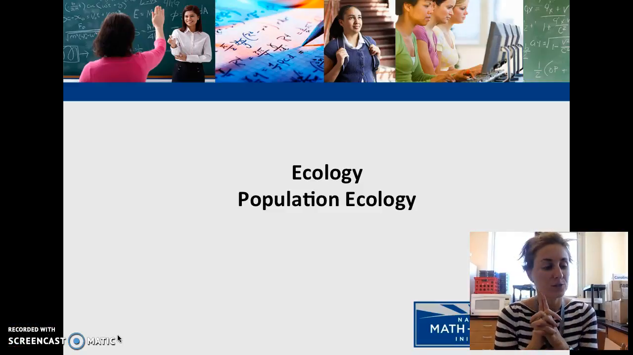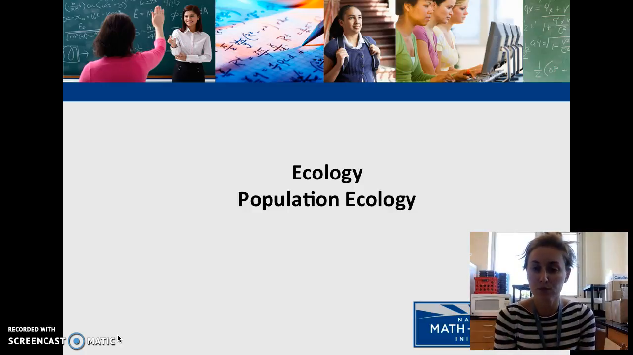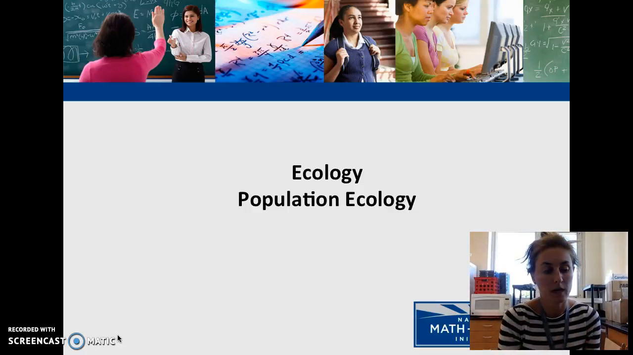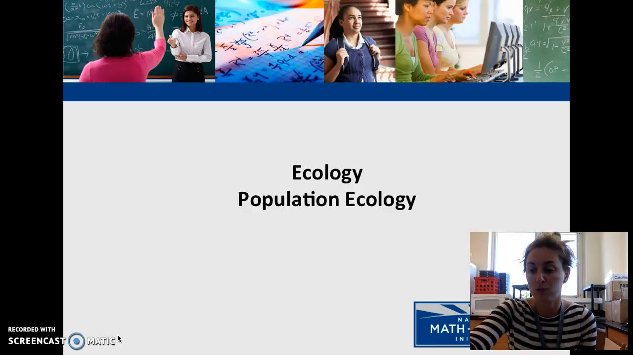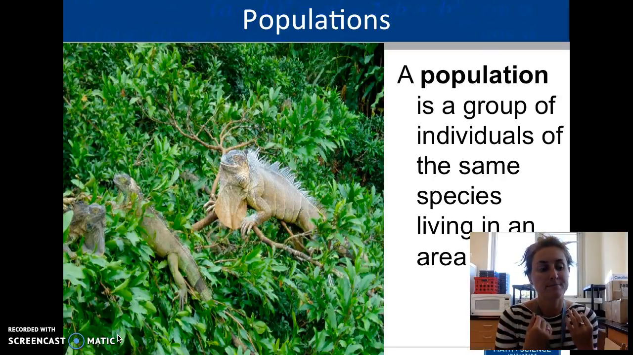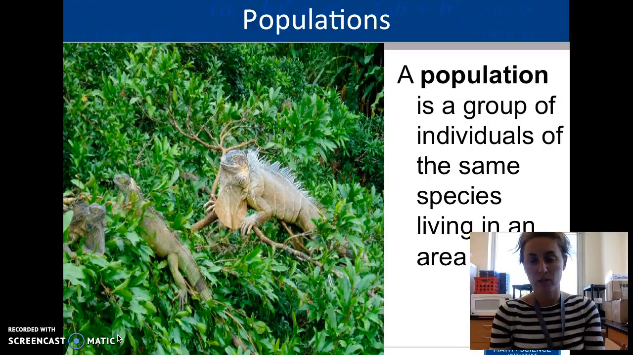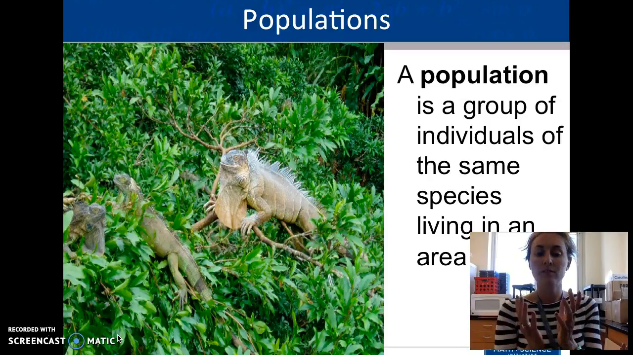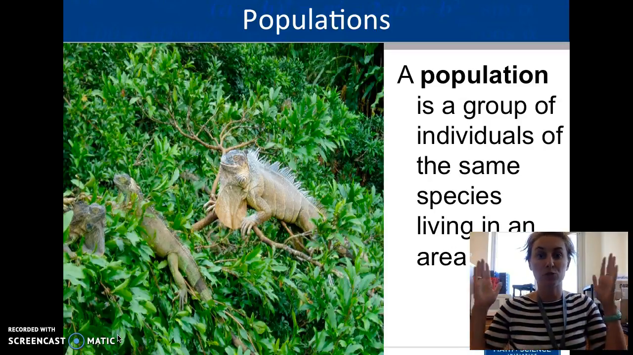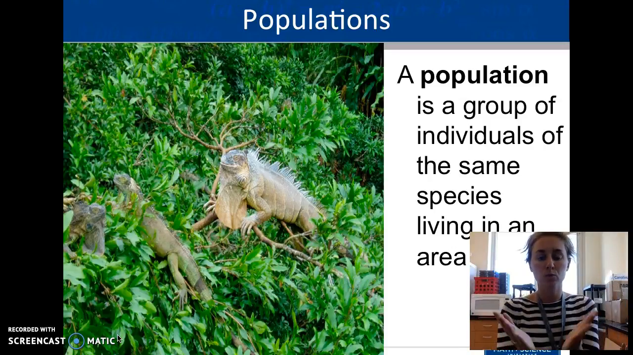This is PowerPoint set number 2 for your ecology unit. This is population ecology, which is moving on from general ecology, which is what you watched last week. So when we look at the Earth and the living and non-living things on the Earth, you can think of it as a funnel, right? We start with the big picture of the Earth, and then we move towards a very specific view.